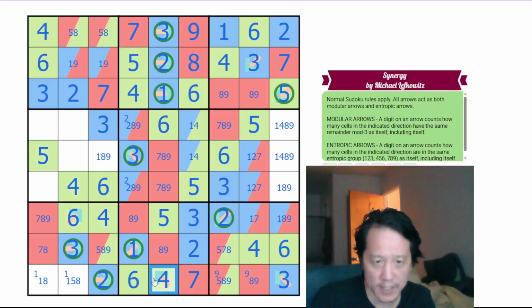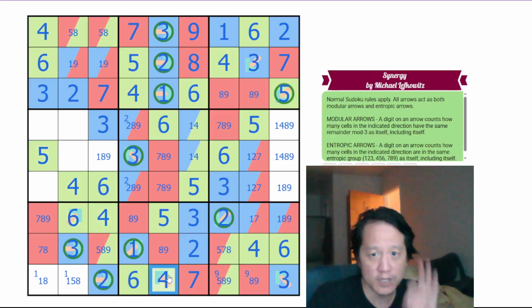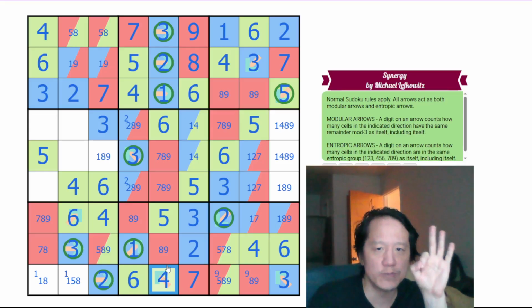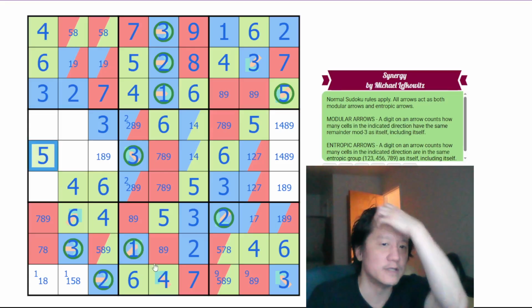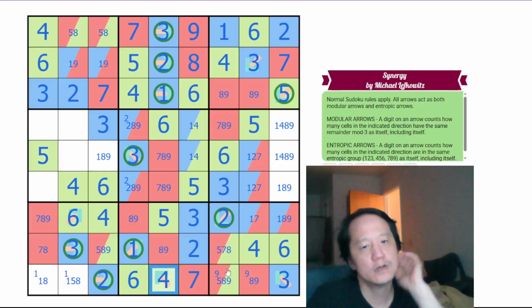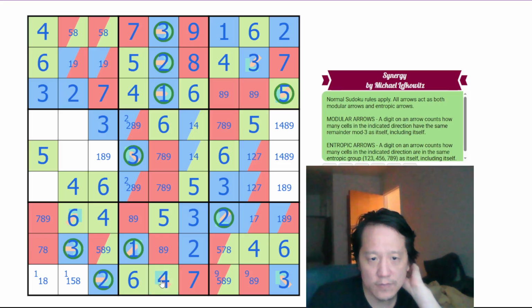This points at 3 4s, which satisfies 3 of the entropic and 3 of the modular. 1 gives you the other modular. 5 gives you the other entropic. So this is done.